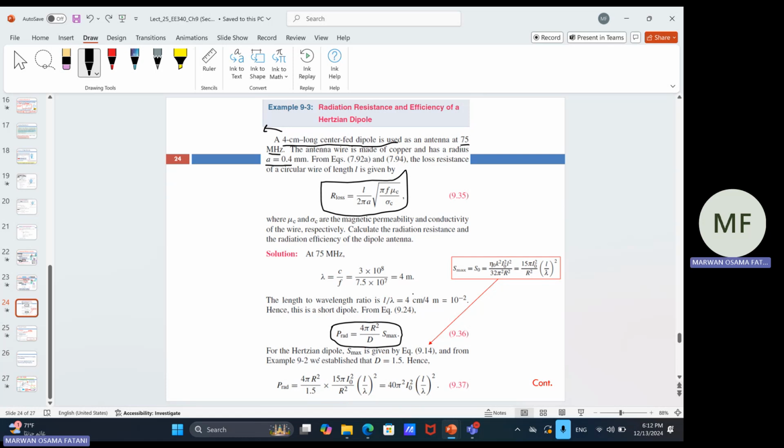Once we do that, we are going to try to find the P rad, and that is going to depend on S max. So I'm going through the steps again. First, we did the wavelength calculation, and then we found the length-to-wavelength ratio, and we confirmed that it is a short dipole. And then we're going to start with the power calculations. So P rad depends on S max. If we want to calculate P rad, we need S max, which is right over here.